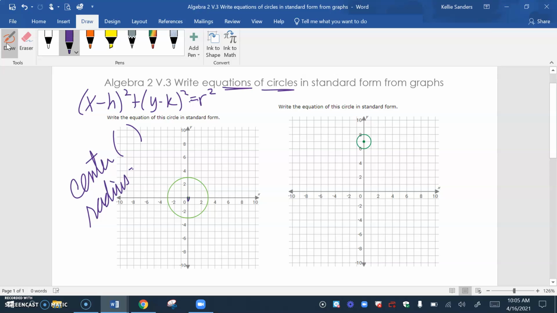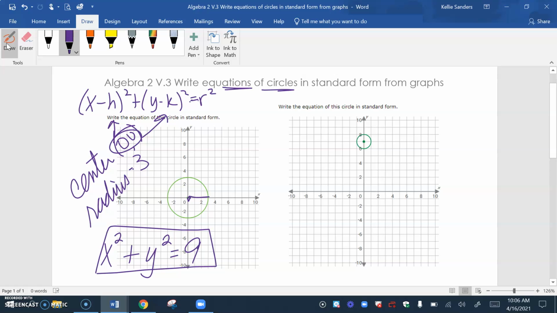Okay? So the center of this one is at (0, 0), and the radius is 3. If you know those two things, then you're going to be able to write the equation of a circle. So because the center is at (0, 0), the zeros would go in for the h and the k, but because they are zeros, then we don't need to have them. So in this problem, it's going to be x squared plus y squared, and if your radius is 3, then we're going to square it, and so that's going to be 9.